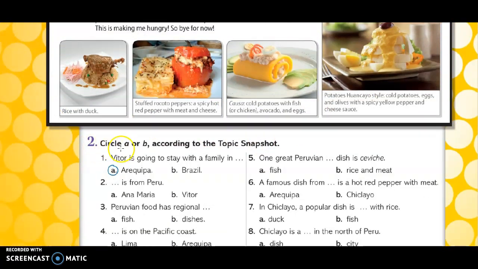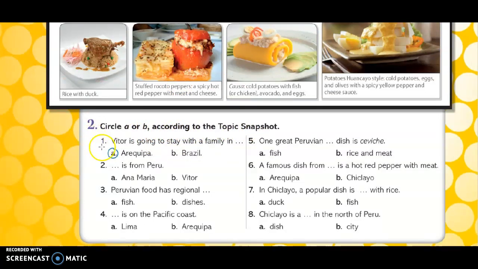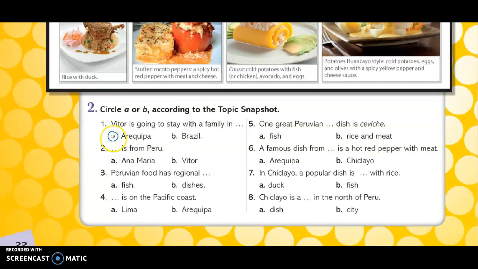Number 2, circle A or B according to the topic snapshot. Encierra A or B según lo leído, según el texto. Number 1, Victor is going to stay with a family in A, Arequipa, B, Brasil. Y acá está encerrada en un círculo la alternativa A, que es la correcta, letter A.